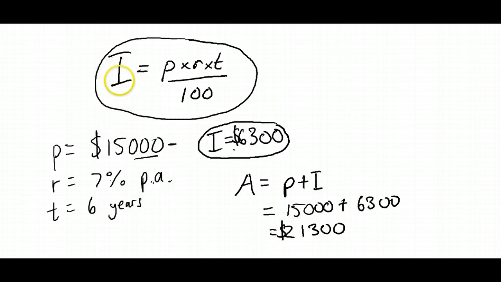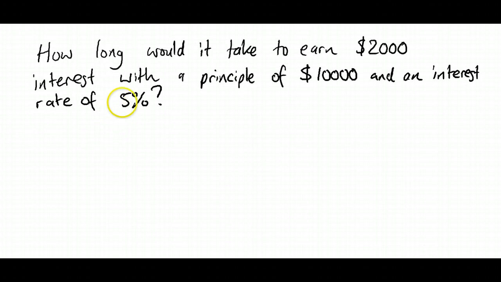Okay, now sometimes we want to work out I, but we can also use this equation to work out any of the other variables. Let's look at another situation. In this situation, we're asking how long would it take to earn $2,000 interest with a principal of $10,000 and an interest rate of 5%.